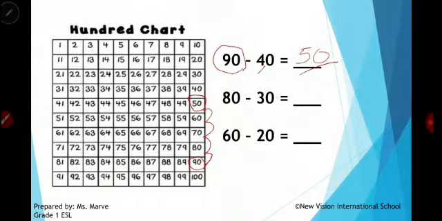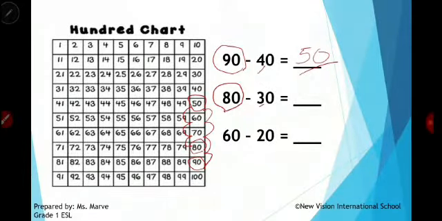All right, let's check if your answer is correct. The first one is that we have 80 minus 30 is equals blank. So let's find first 80 here. 80 in the 100 chart is here. Very good. And ask ourselves, how many tens are there in 30? It's 3. So from 80, we will move up 3 times. Can you count with me? 1, 2, 3. Very good.